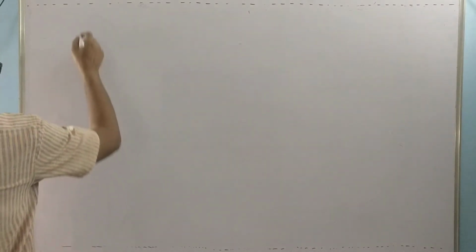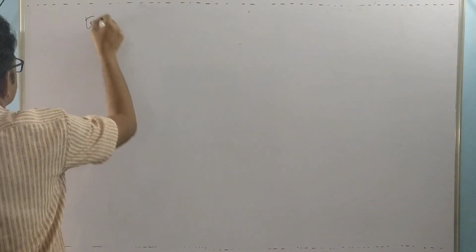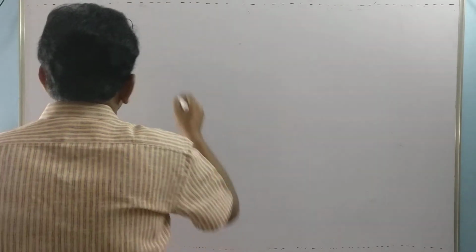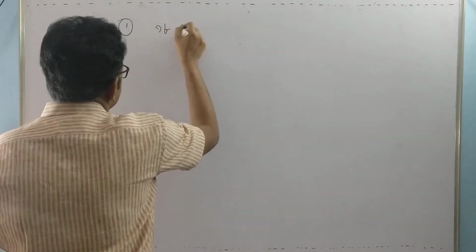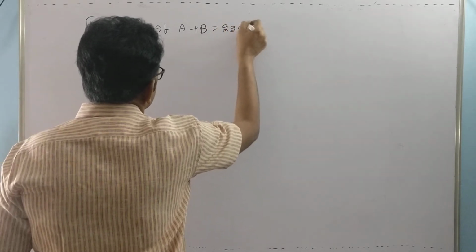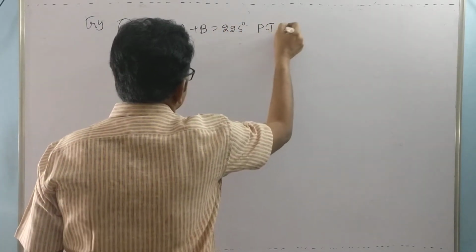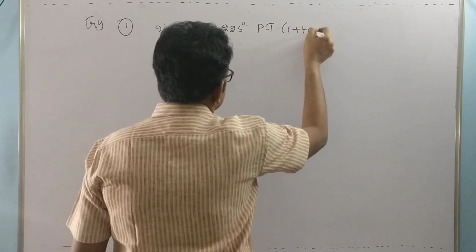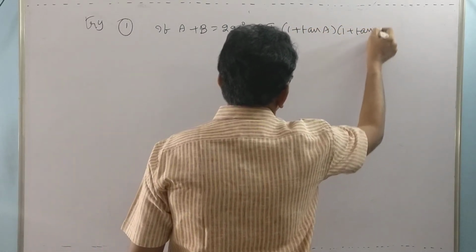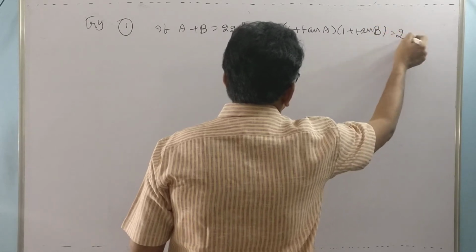Next one, I will give you the same model problems just to try yourself. If A plus B is equal to 225 degrees, then prove that 1 plus tan A into 1 plus tan B is equal to 2.